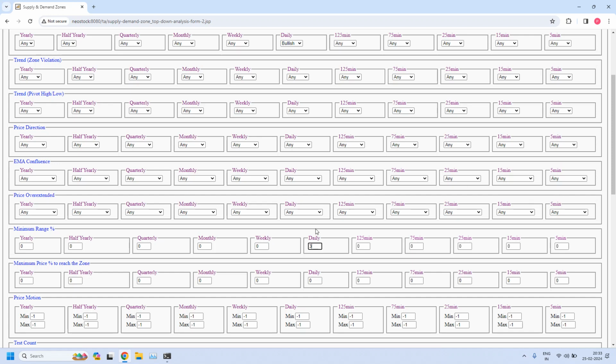And also we will try to find the stocks near the demand zone. Which demand zone? Daily demand zone, because our entry time frame should be daily. So here I will generate 3 reports: 1% near to the daily demand zone, 2% near to the daily demand zone, and 3% near to the daily demand zone. So for that I am selecting a maximum price percent to reach the zone. So here I am setting the value 1.